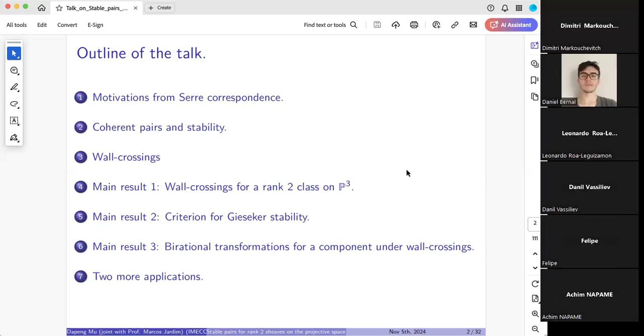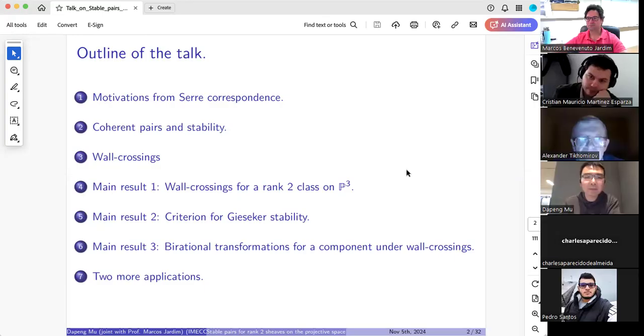Let me briefly go through the outline. First is the motivation of this work, where we would like to generalize the Serre correspondence into a flat family. The tool we used is coherent pairs and their stability conditions. Then we are going to see the wall crossings. Then I will show 3 of our main results. Finally, if I still have some time, I will show 2 more applications. So this is basically the outline.